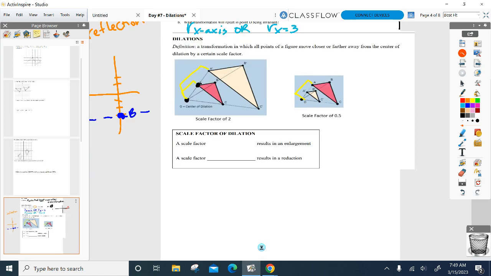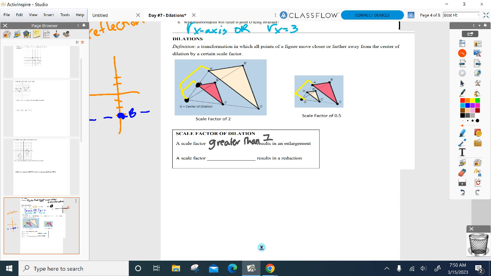All right, so let's talk about that scale factor. A scale factor of blank results in an enlargement. So how do I know when the figure is going to get bigger? If your scale factor is greater than 1. Anything greater than 1, all the points are moving further away, which means the object's going to get bigger. It's going to get enlarged.